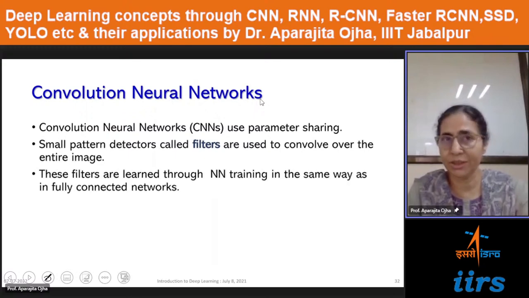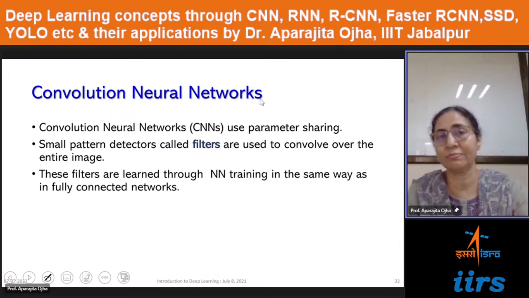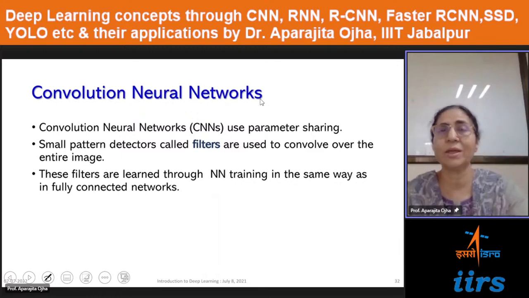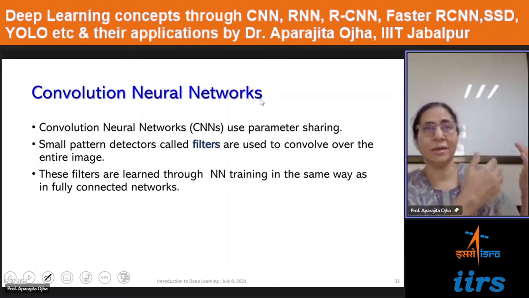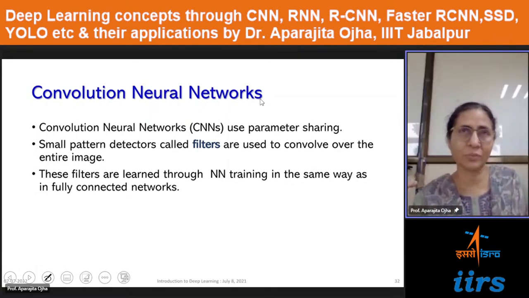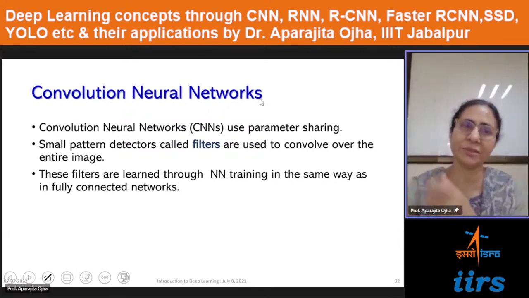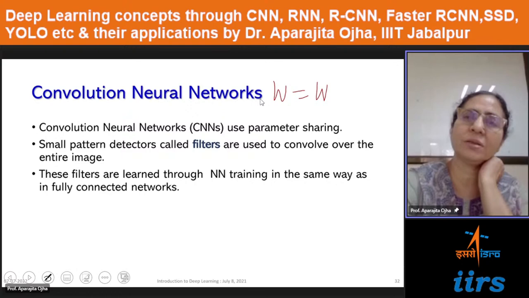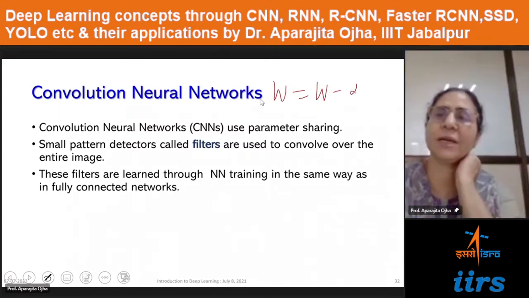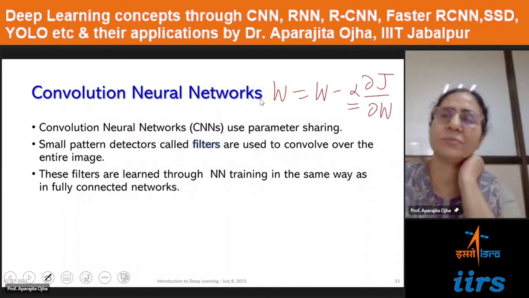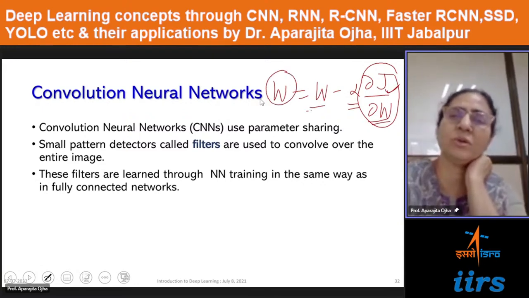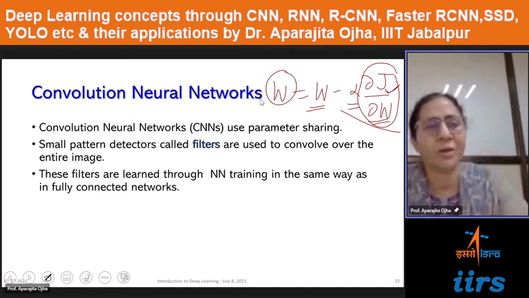So they use parameter sharing. Small pattern detectors called filters are used to convolve over the entire image. These filters are learned through neural network training in the same way as the fully connected network. Like the error is back propagated, the gradient of the error is back propagated, and then weight adjustments are done, right? Each weight is adjusted using the error. Say, let's take the partial derivative of this error function J with respect to w. So the new weight value will be the old weight value minus alpha times del J by del w.